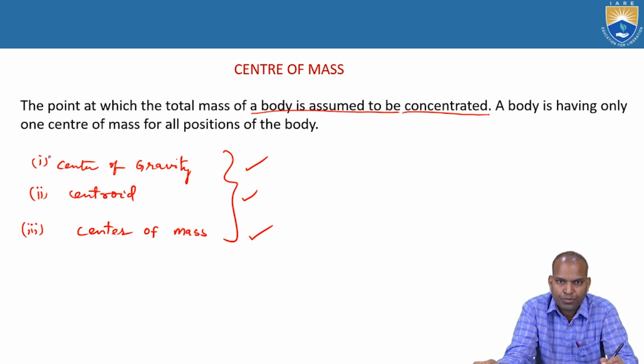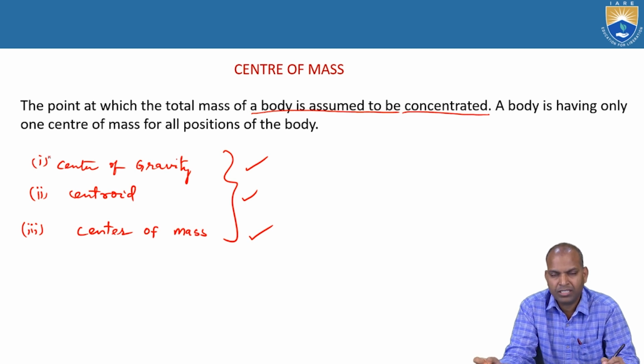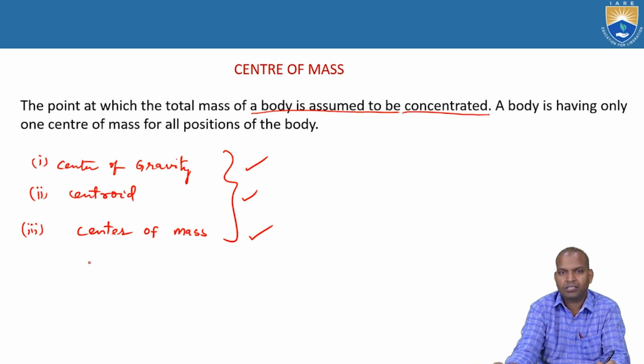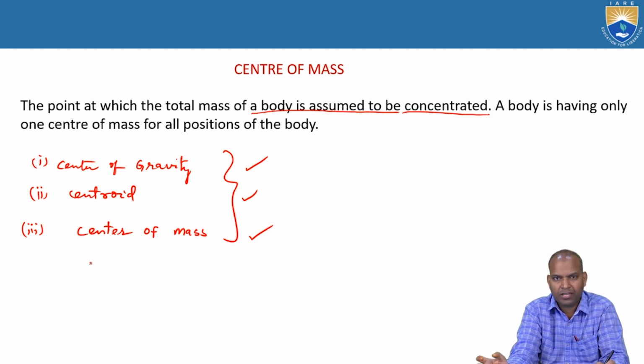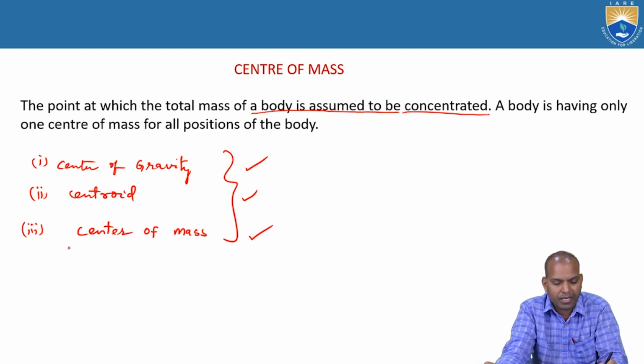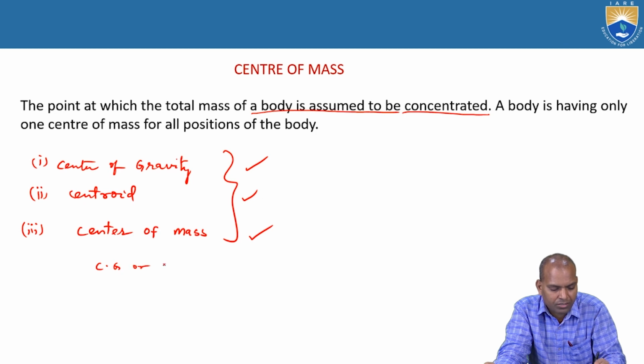But whether a body is a plane or a solid body, there is only one point: only one centroid, one center of gravity and one center of mass will be there for each body. So the meaning is the same. That's why it is denoted by either CG or simply G.